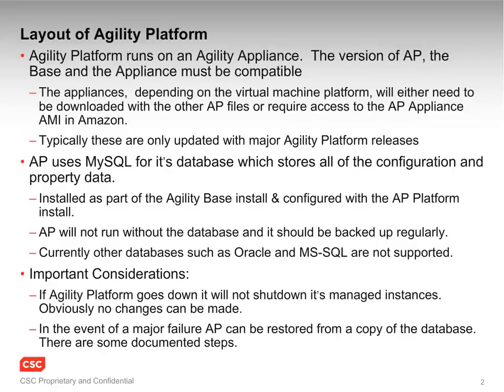Important considerations. If Agility Platform goes down, it will not shut down the managed instances. No changes can be made, but it will not impact the running environment. In the event of a major failure, Agility can be restored from a copy of the database. So again, it is important to back up that database regularly.